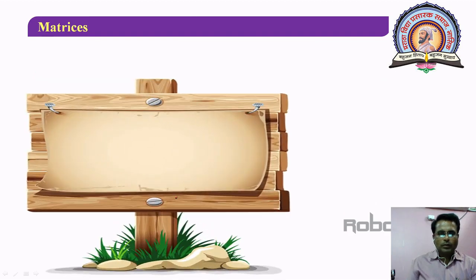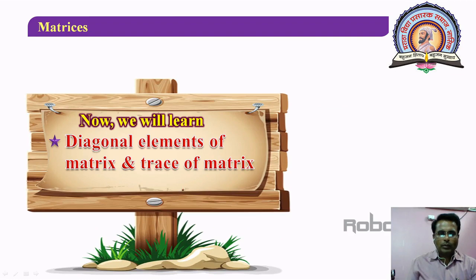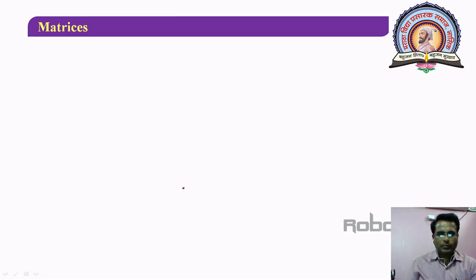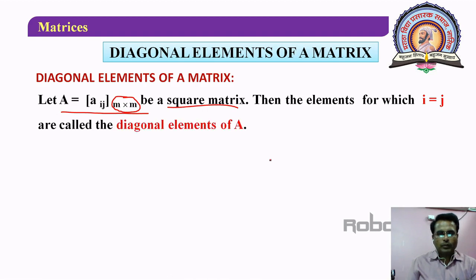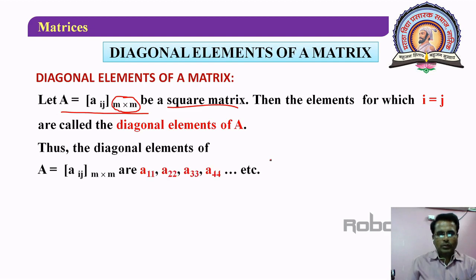Then next we have to consider the concept of diagonal elements of a matrix and trace of a matrix. Suppose capital A is a matrix Aij of order m by n, where it is clear that we are expecting a square matrix, number of rows equal to number of columns. So it is a square matrix, then the elements for which i equals j are called diagonal elements of A. Thus the diagonal elements are nothing but A11, A22, A33, A44, A55, etc. This way you can consider diagonal elements.